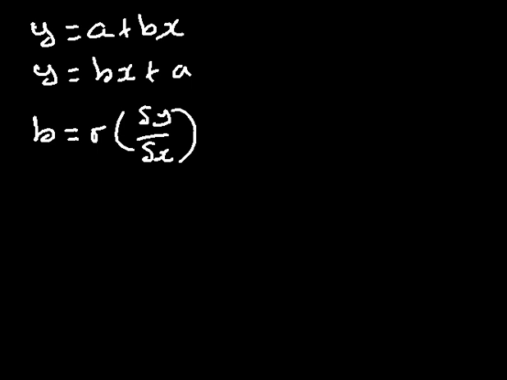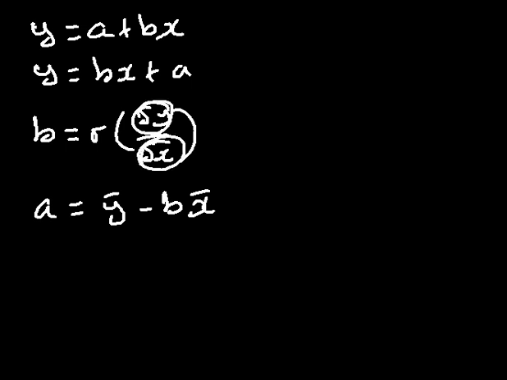Whereas that of a is given as the mean for y minus b times the mean for x. So this is how we should understand all these cases. We need to have the correlation coefficient, and from there we can get the value of b, as we have the standard deviation for y and also for x.